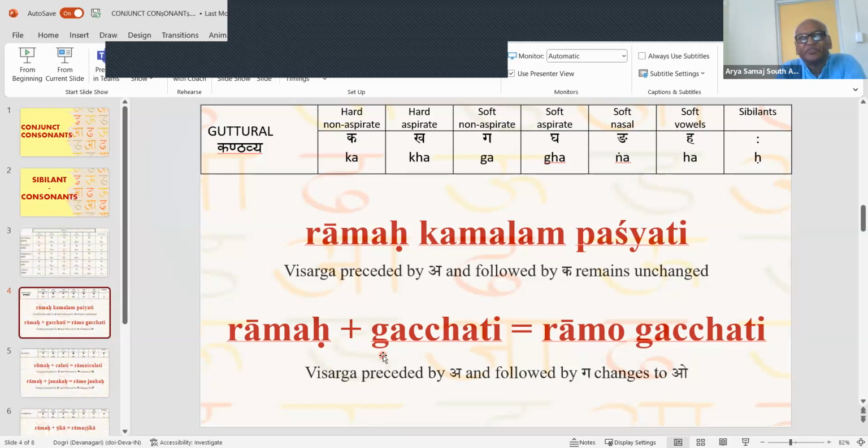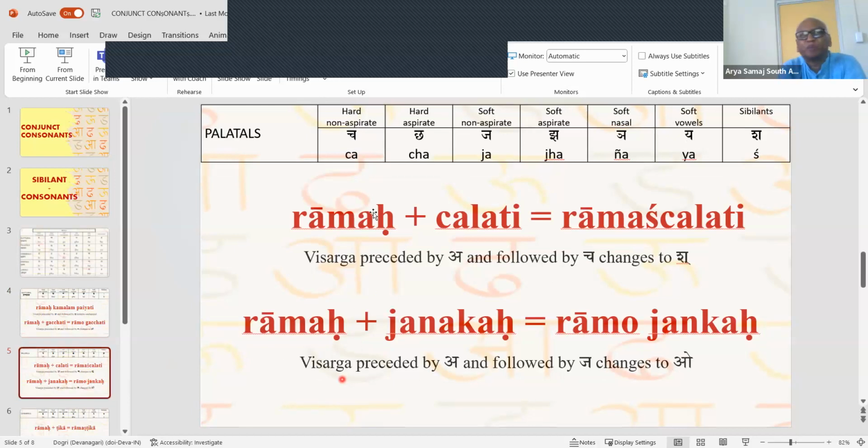All right. So now let's look at how the palatals work, now from the guttural. There's the palatals on the top of the chart there: cha, chha, ja, jha, ya. Again, cha and chha are hard. Ja and jha are soft. The nasal is also soft. And the sibilant sha and the semi-vowel. So, Ramaha Chalati, now look at it.